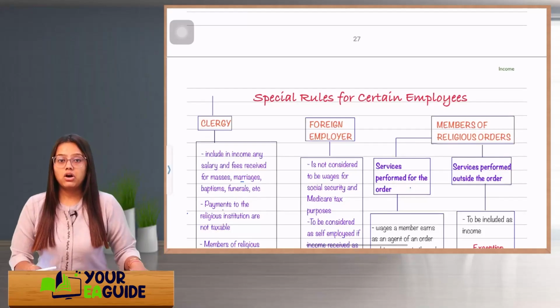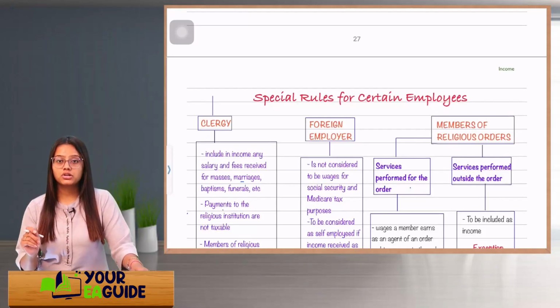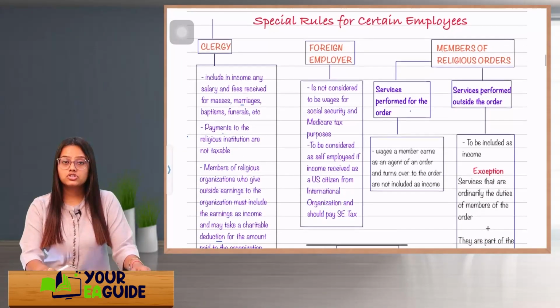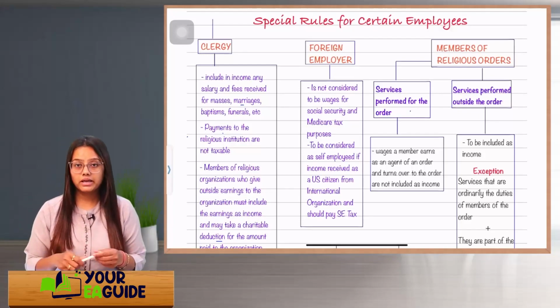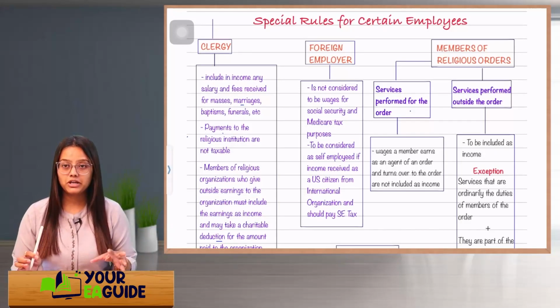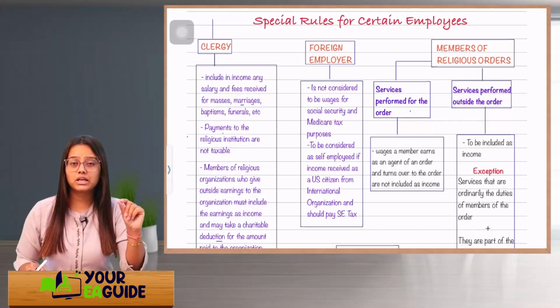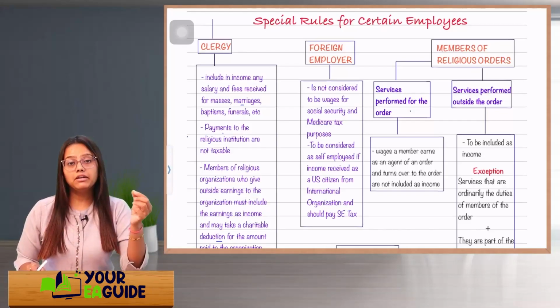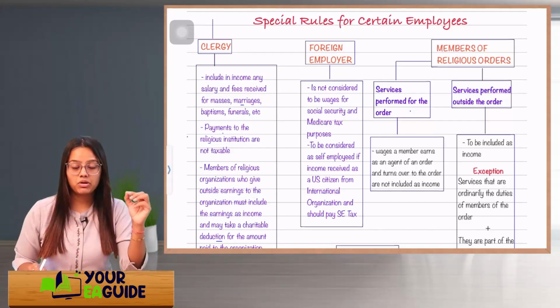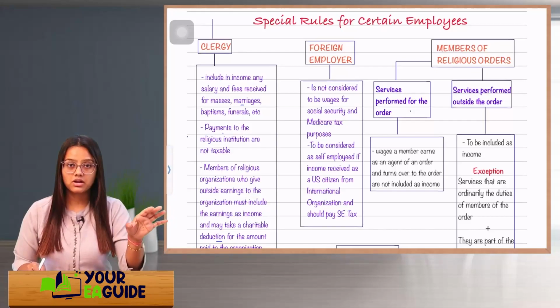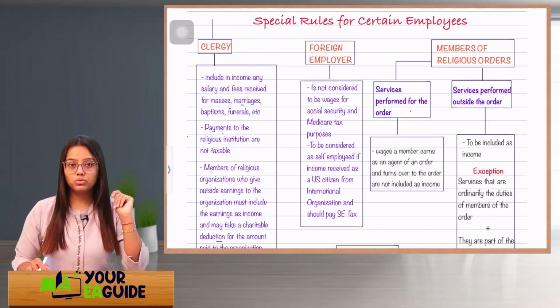All right, now comes the special rules for certain employees. If an employee is a church employee, I'll just quickly explain in a very short manner: whenever the church employee receives income, and if he's defined as a member of a religious organization, an ordained minister, he will consider that income as Schedule C self-employment income, and self-employment taxes will be applicable. It will not be considered as W2 wages.